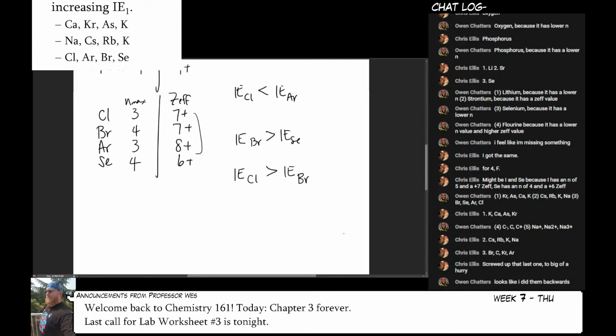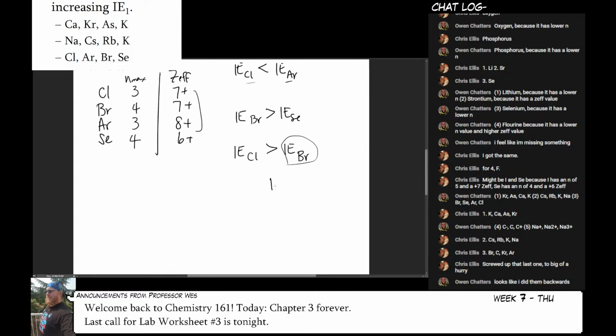And so now I can sort them. Because I know that bromine has to be less than both of these, so I can go like this. And I know that selenium is less than that one. So there's the answer. So selenium must be the lowest, then bromine, then chlorine, then argon. Sorry, I don't know why I said iodine.